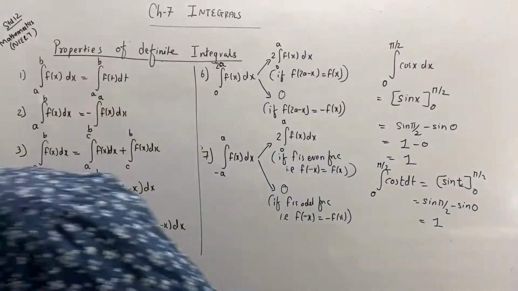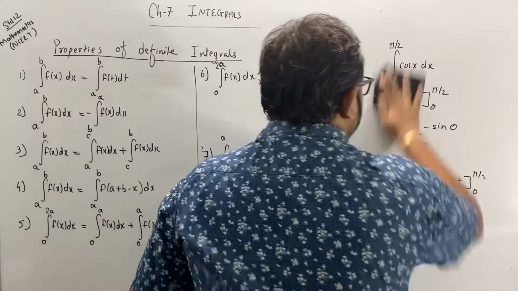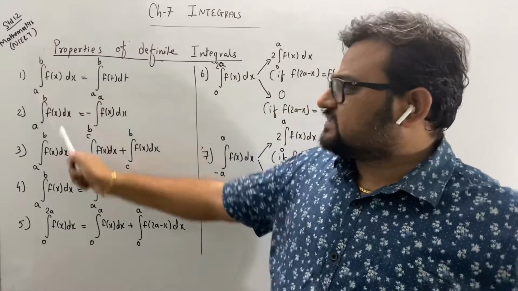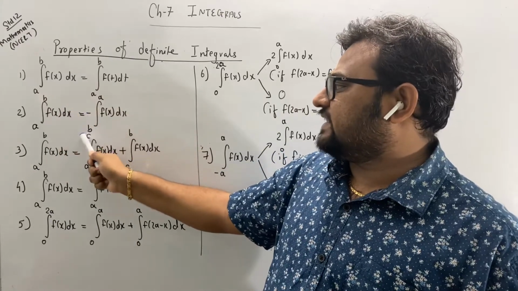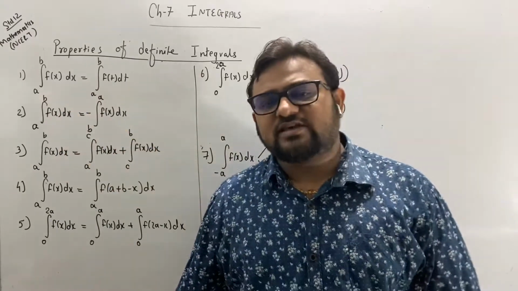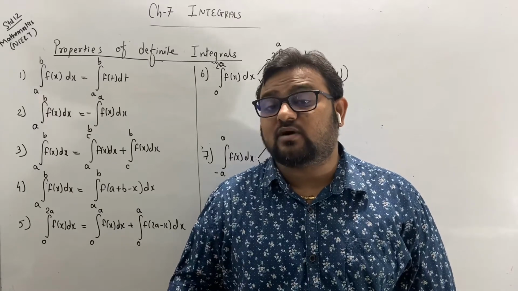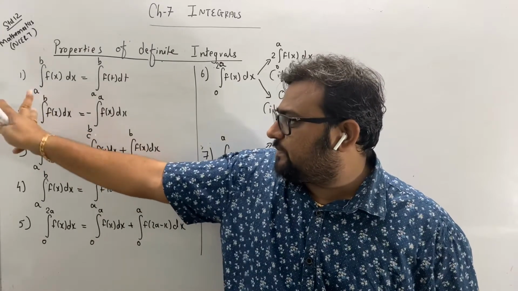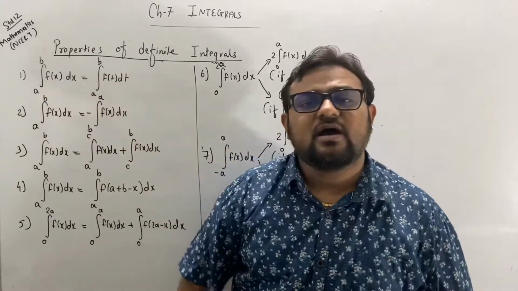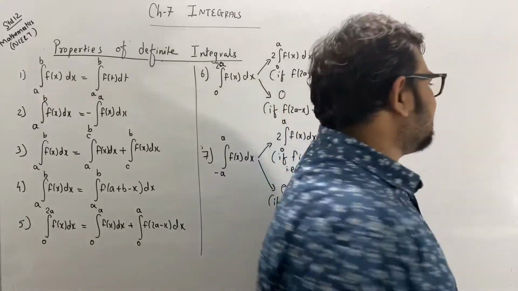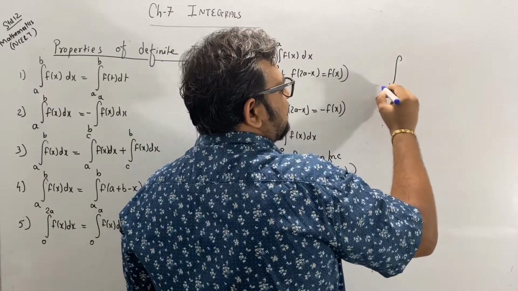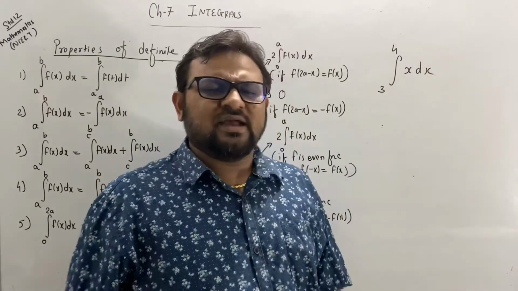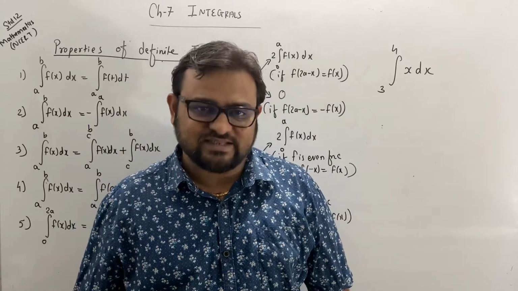Okay. Now let's move to the next one. The next is integral from a to b of f x dx is equal to minus integral from b to a of f x dx. This I had already explained you earlier. Right? Let's see. If I'm changing the upper and lower limit, then I'm putting a minus sign. Let's take a simple example. Let's take 3 to 4 x dx. I have taken the simplest function x dx.